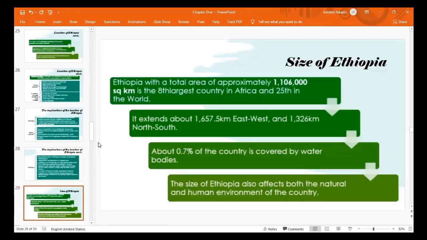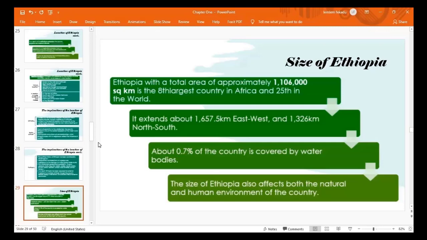So the next one is the size of Ethiopia. When we see the size of Ethiopia, the country's total area is approximately 1,106,000 square kilometers, which is the eighth largest country in Africa and the 25th in the world.